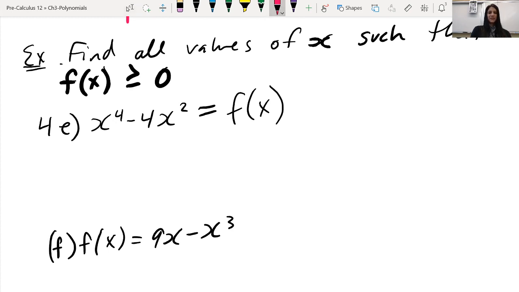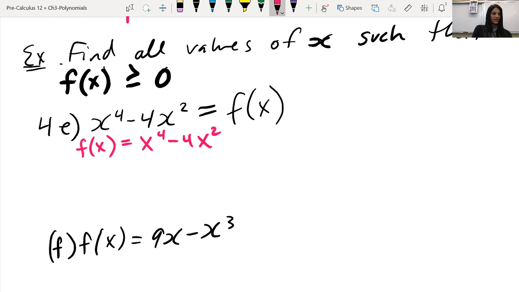I didn't write this in the best form. The f of x should be on the left, but that's okay. I think you get the idea by looking at it. Well, it's bothering me. Let's do it. F of x equals x to the 4 minus 4x squared. So that's what we're working with. And this is telling us that this whole thing needs to be greater than or equal to 0.